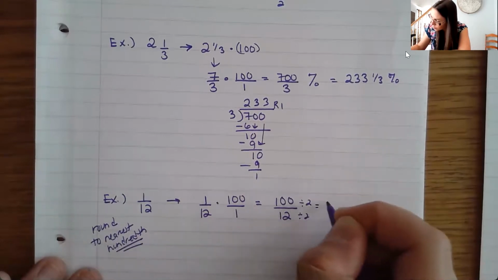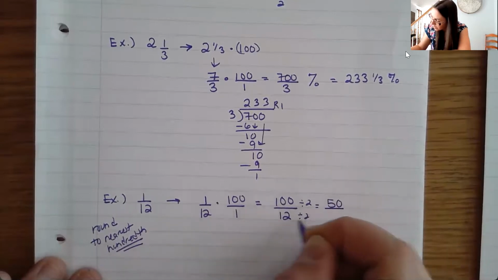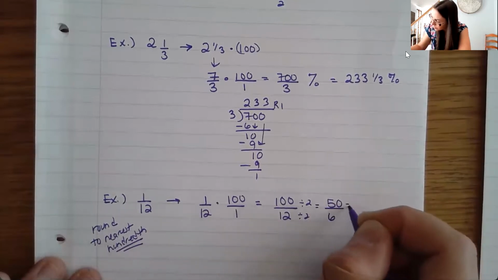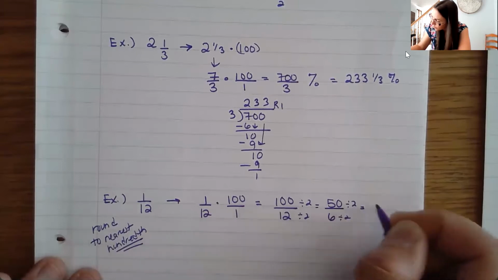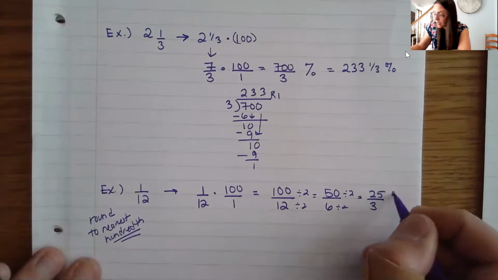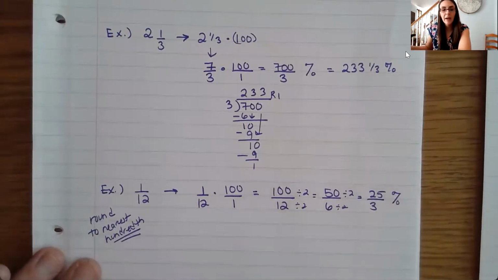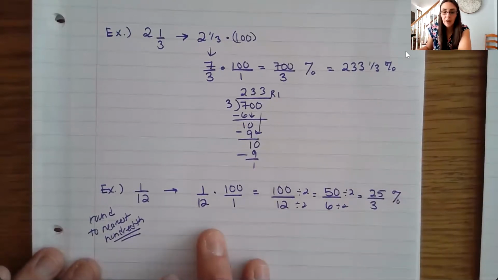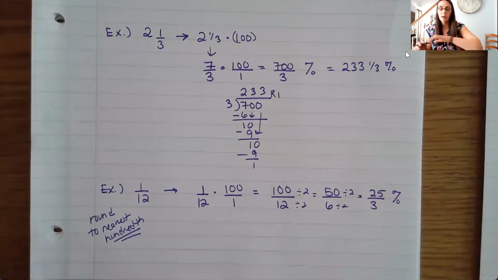If I divide it both by 2, I get 50. And then here I get 6, so I can actually do this by 2 again. And I get 25/3. So that's as simplified as it can get. Now remember, this is a percent. But here I don't want to have the mixed number. I really want to round it. So what I can do at this point, if I want, is I can stop. If I want to put in the mixed number first, I can, but I don't have to.